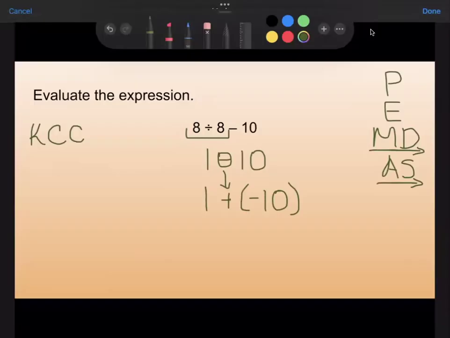So I'm adding together two integers that have different signs, which means I keep the sign of the bigger number and then subtract the numbers. The bigger number here between 10 and 1 is 10. That means I have more negatives than I do positives. So our answer is going to be negative. And then 10 minus 1 is 9. So the final answer, or value, for this expression would be negative 9.